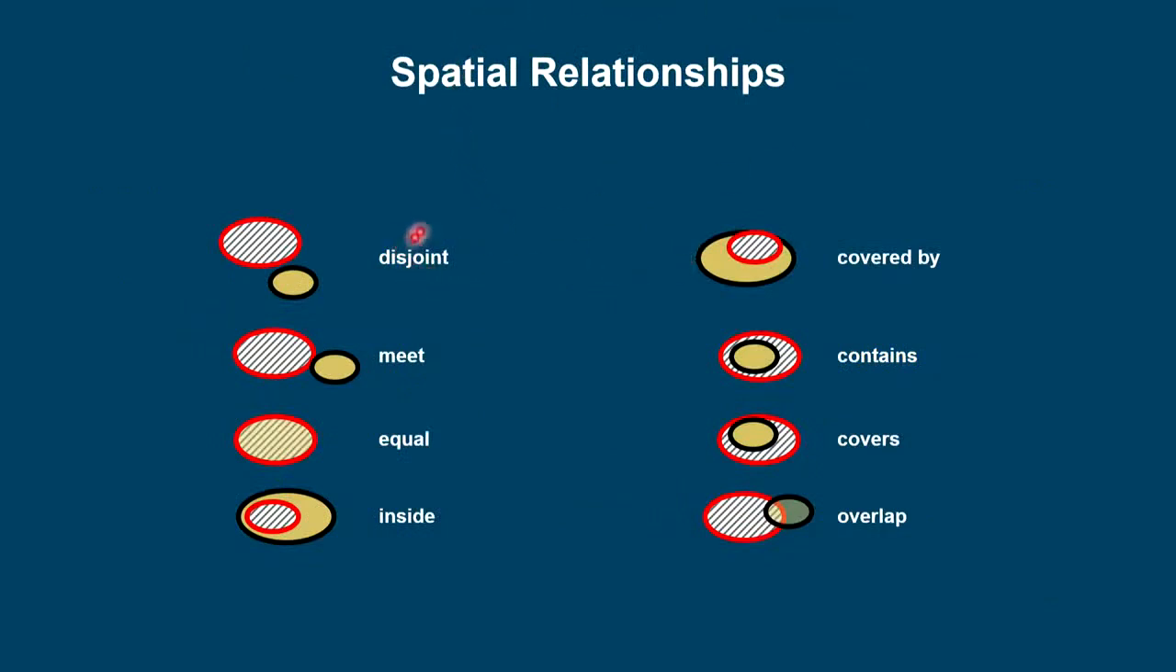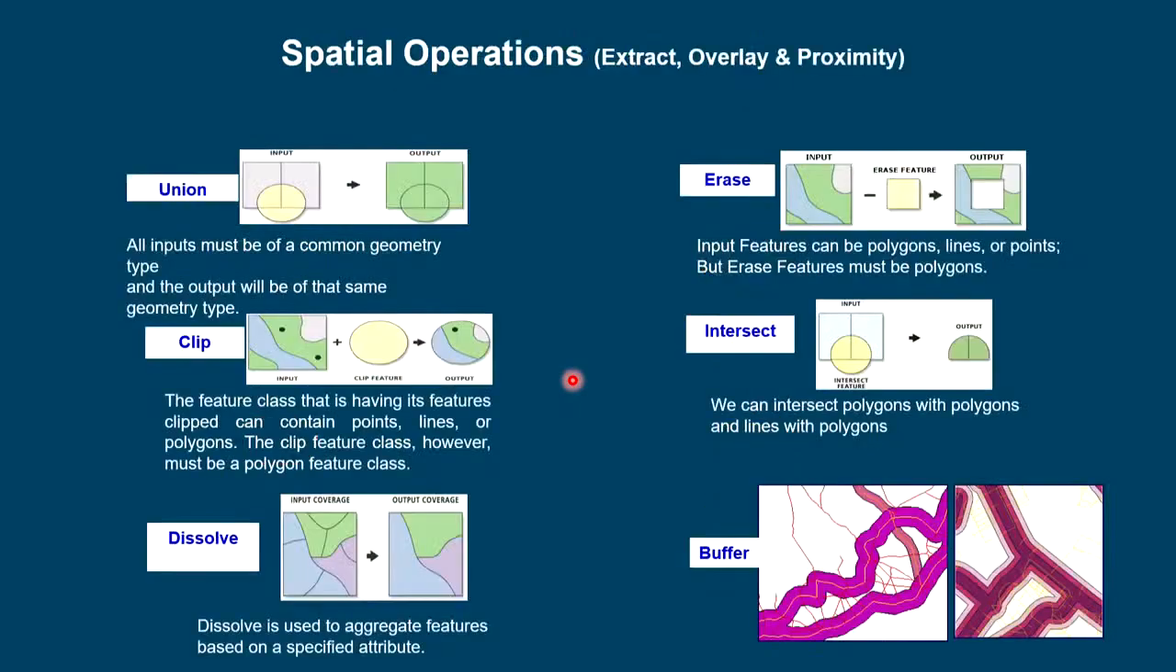Similarly, some spatial relationships are also there. If two layers are there and you want to judge whether they are disjoint or not, disjoint can be identified. Similarly, whether they are meeting or not, equal or not, inside or outside, covered by, contains, covers, overlap. So this situation you can easily identify. And these are also like union, clip, dissolve. These are self-explanatory. You can see. I will share this PPT.